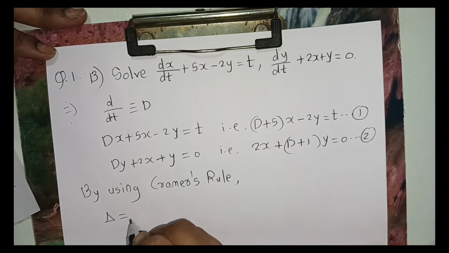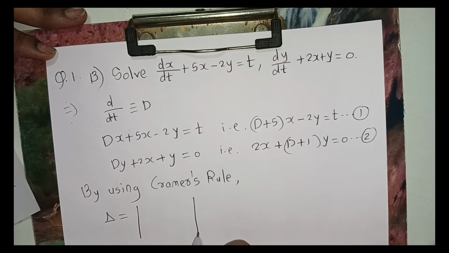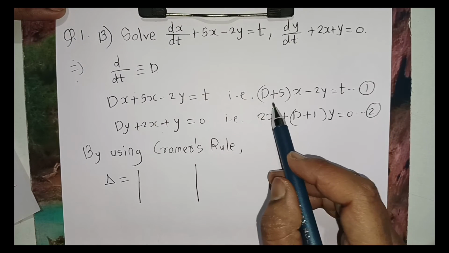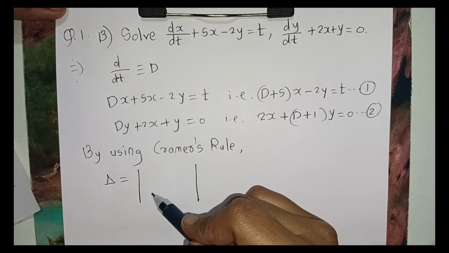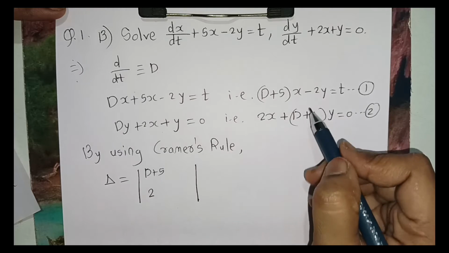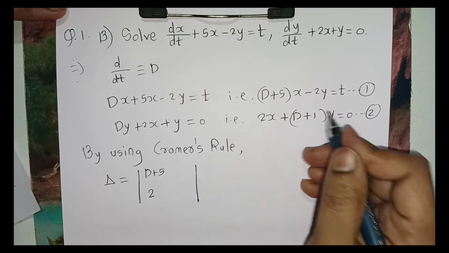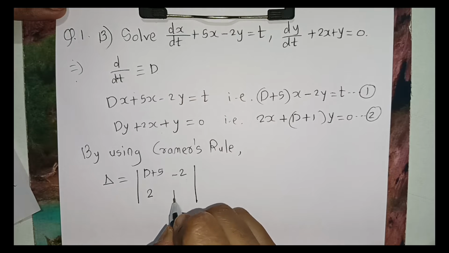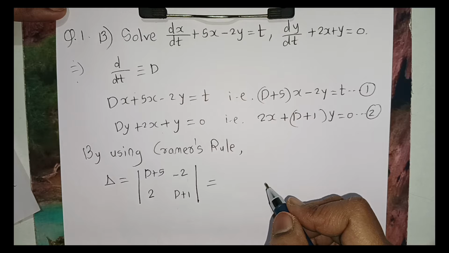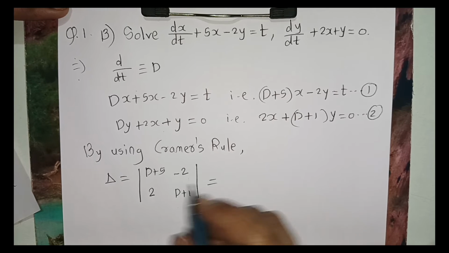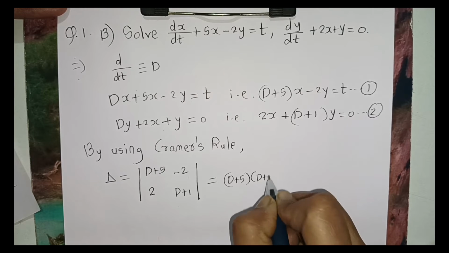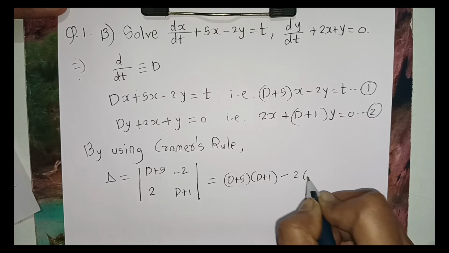del is equal to the determinant of coefficients only. So how many coefficients do you have? Total 4 coefficients. Write down the first column as coefficients of x, so D plus 5, 2. The second column of del is coefficients of y, so minus 2, D plus 1. So it will give you the auxiliary polynomial. So del is equal to (D plus 5) into (D plus 1) minus 2 times minus 2.